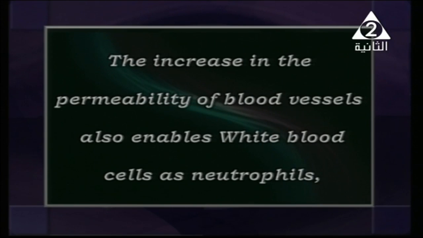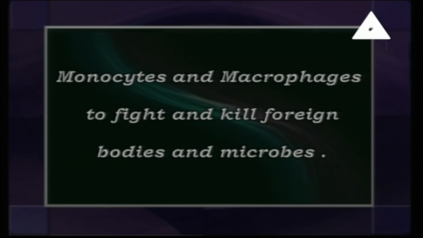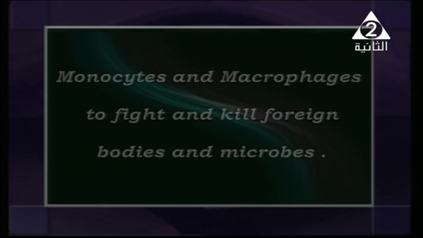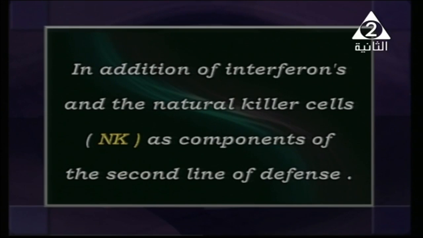Yet the increase in the permeability of blood vessels also enables white blood cells such as neutrophils, monocytes and macrophages to start fighting and to kill foreign bodies and microbes. In addition there are interferons and the natural killer cells as components of the second line of defense. And we have here a picture to show what happened at the time of the inflammatory response.